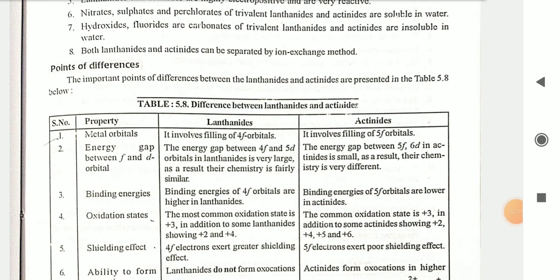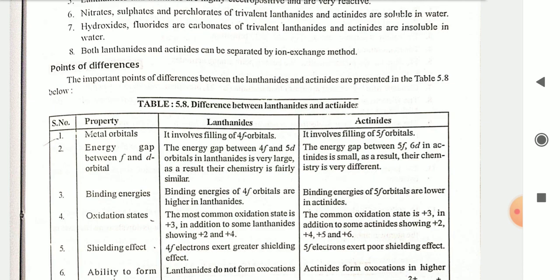Points of difference. The important points of difference between the lanthanides and the actinides are: first, metal orbitals. Lanthanides involve the filling of 4f orbitals, while actinides involve the filling of 5f orbitals. Second, energy gap between f and d orbitals. The energy gap between 4f and 5d orbitals in lanthanides is very large. As a result, their chemistry is fairly similar. In actinides, the energy gap between 5f and 6d is small. As a result, their chemistry is very different.